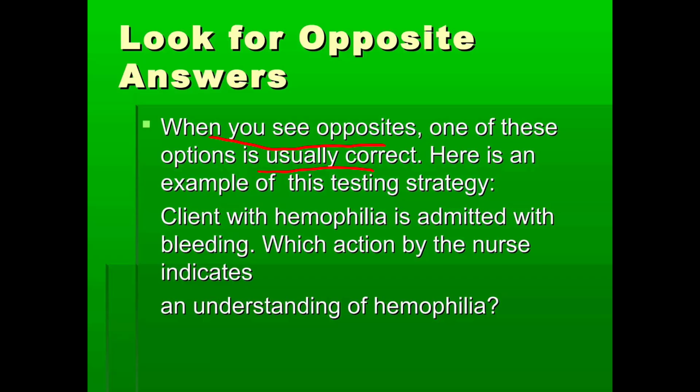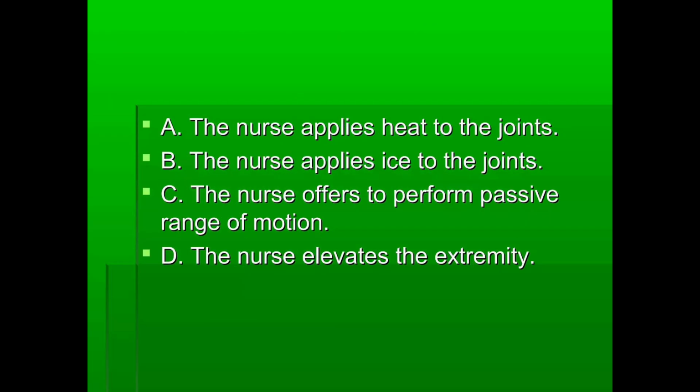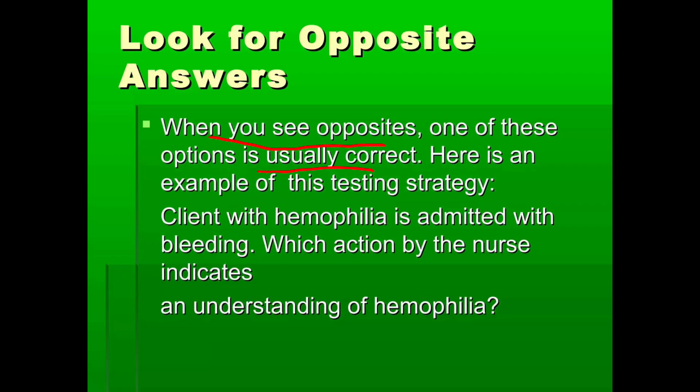The client with hemophilia is admitted with bleeding. Which action by the nurse indicates an understanding of hemophilia? A, the nurse applies heat to the joint. B, the nurse applies ice to the joint. C, the nurse offers to perform passive range of motion. D, the nurse elevates the extremity.